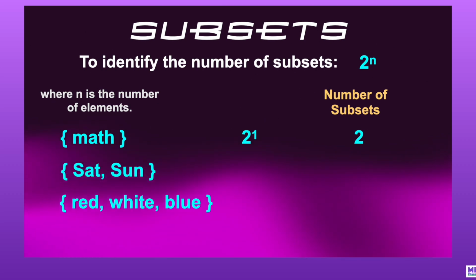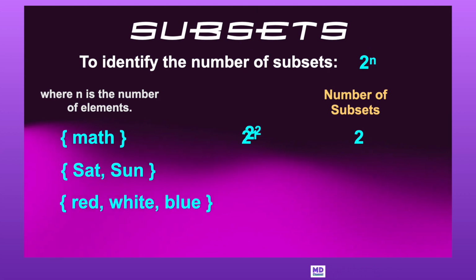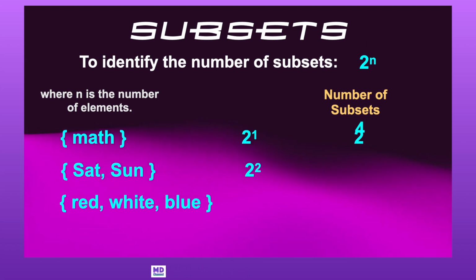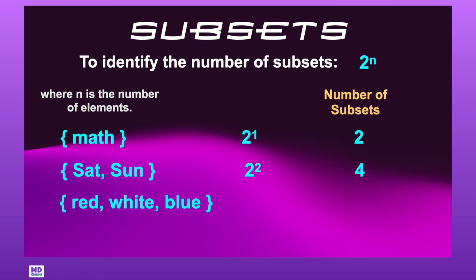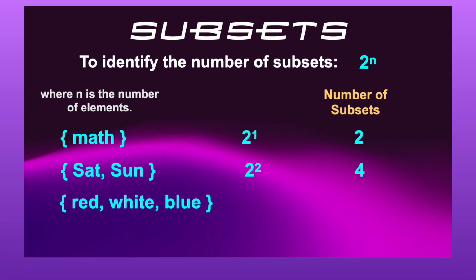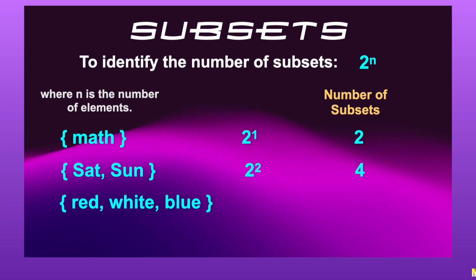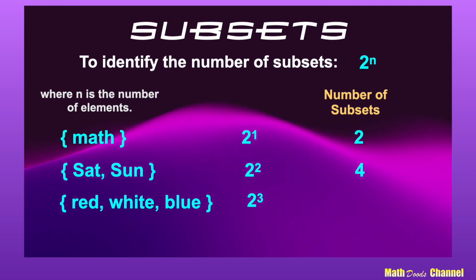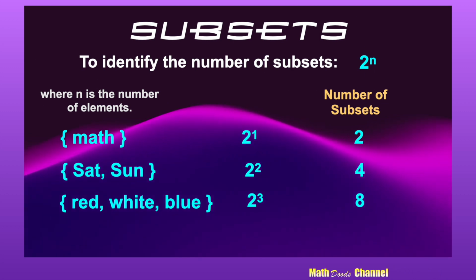Now the set containing Saturday and Sunday, the weekend, so that is 2 to the second power, or 2 square, and 2 square is equal to 2 times 2, which is equal to 4. So there are 4 subsets. And this one, the set containing the colors of our flag, red, white, and blue. So there are 3 elements. This is 2 cube, or 2 to the third power. This is 2 times 2 times 2, and this is equal to 8.